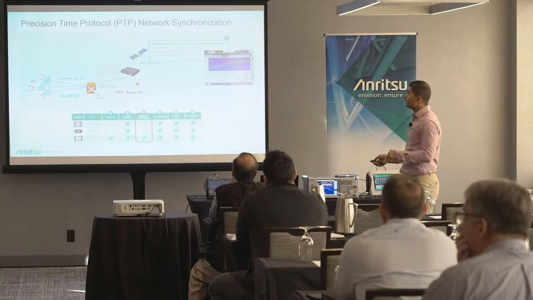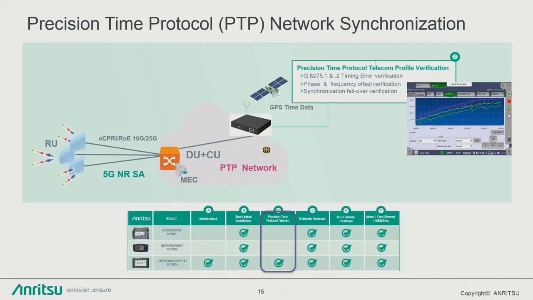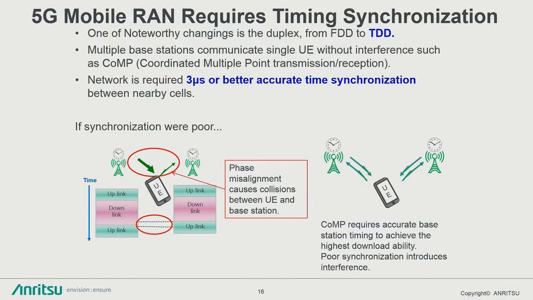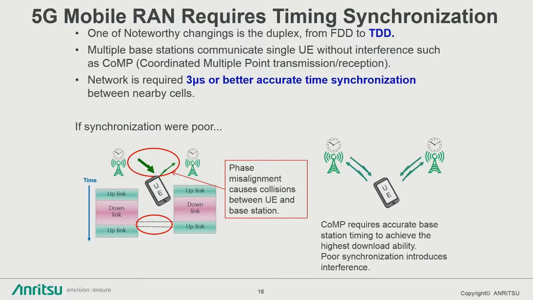Okay, next part here is the precision time protocol network. This becomes a much bigger role in 5G as compared to 4G. And the reason behind that has everything to do with transitioning. In 5G, we're transitioning to time division duplexing. We're moving away from FDD and we're moving towards TDD. You also see applications such as coordinated multipoint, where multiple base stations communicate with a single UE or handheld device.